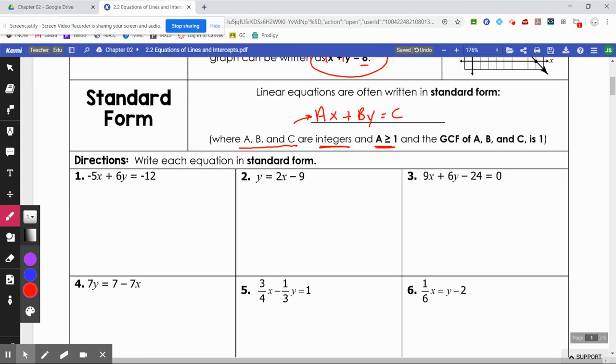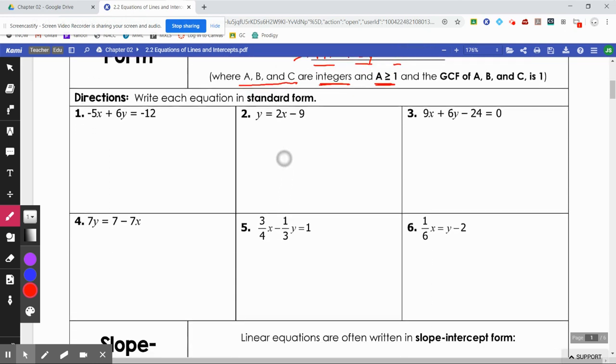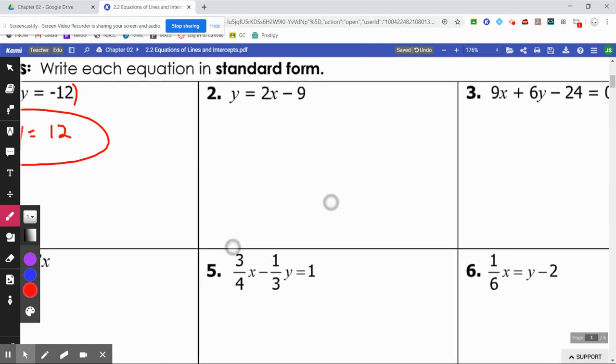Okay, it says on this next part, write each equation in standard form. Again, you just need your x's and y's on one side, and you need a constant on the other side. So x stuff, y stuff equals constant stuff. Everything looks good except for the leading coefficient needs to be positive. So you can very easily take care of that by taking everything, both sides, and multiplying it by negative 1. So it'd be a positive 5x, a negative 6y, and a positive 12. You're in standard form now. Just make sure your leading coefficient is a positive number. What I did there is I just multiplied everything by negative 1.